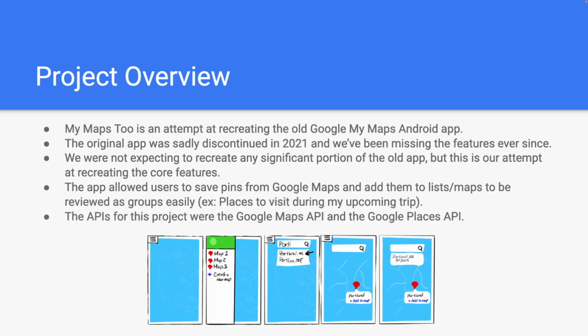MyMaps 2 is an attempt at recreating the old Google My Maps Android app. The original app was sadly discontinued in 2021, and we've been missing features ever since. We were not expecting to recreate any significant portion of the old app, but this is our attempt at recreating the core features. The app allowed users to save pins from Google Maps and add them to lists/maps to be reviewed as groups easily. Example, places to visit during my upcoming trip. The APIs for this project were the Google Maps API and the Google Places API.